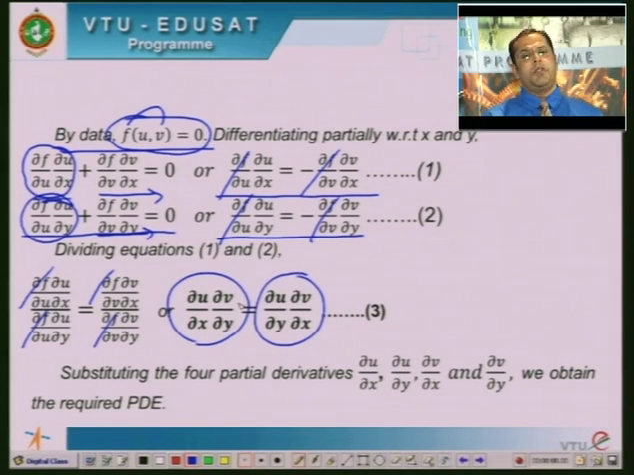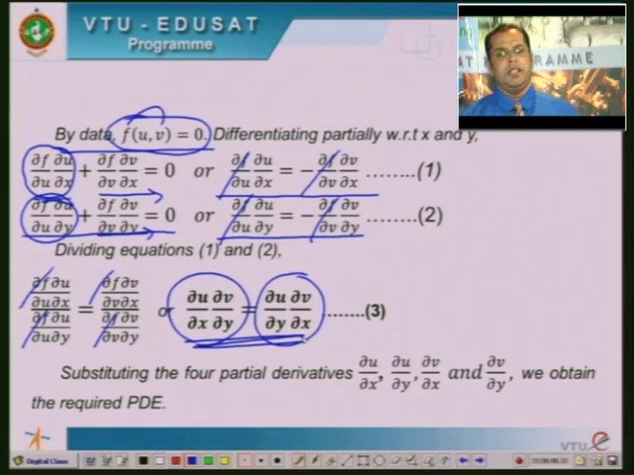So, what you see in the procedure is the following. Through a differentiation sequence, in this process itself, you have eliminated the function f, so that finally you are left with only the 4 partial derivatives dou u by dou x, dou u by dou y, dou v by dou x and dou v by dou y. These 4 partial derivatives when substituted in this relation will give you the required PDE. So, just substitute and rearrange.